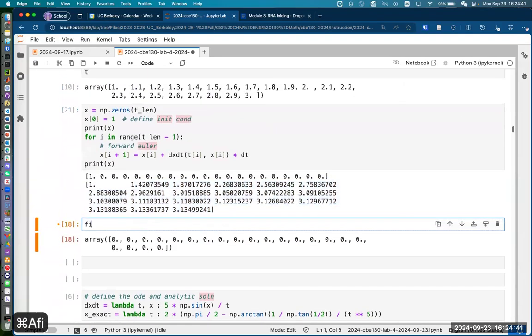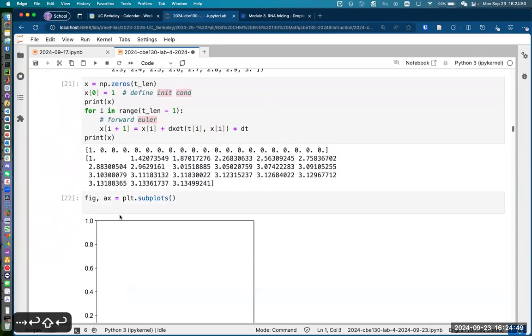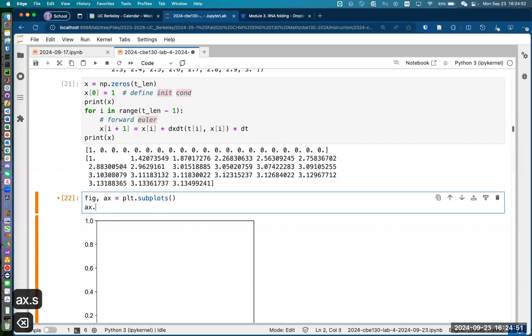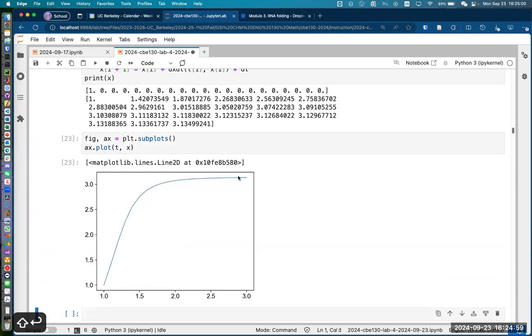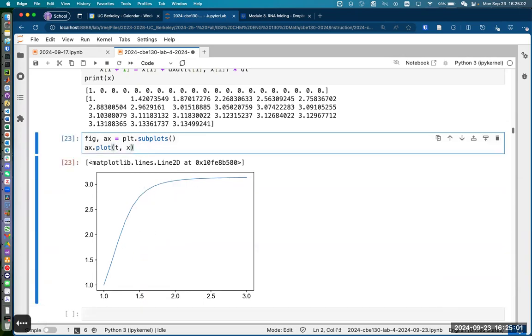So let's plot that. fig, ax is equal to plt.subplots. Okay, we have an axis. So on ax, we want to plot the independent variable t, and then the dependent variable x. Okay, and this looks quite reasonable. And we can label this as the forward Euler method.